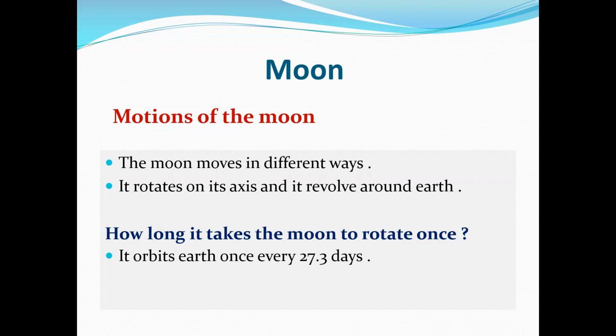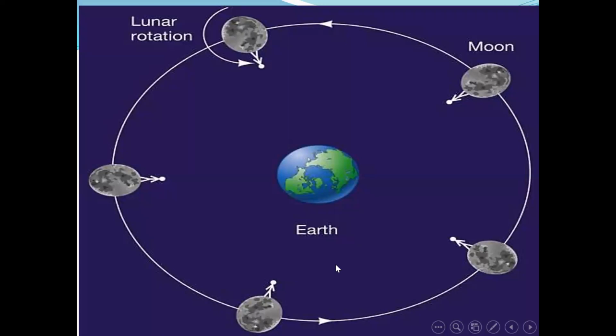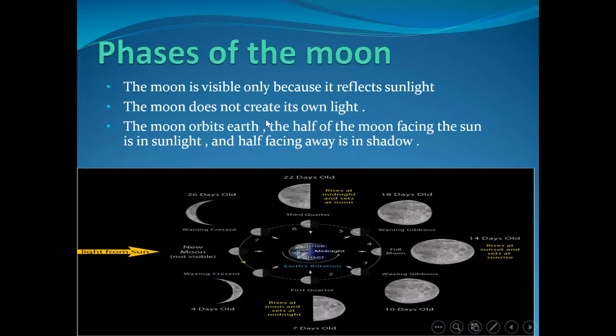How long does it take the moon to rotate once as it revolves around earth? It orbits earth once every 27.3 days. Here is the moon rotating around the earth, and here is anybody facing the moon at a certain point. It takes 27.3 days.